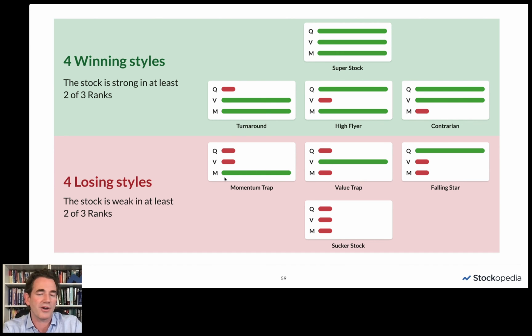And a momentum trap only has momentum going for it. Value traps only have value going for them. So in other words, they're only cheap. They've got nothing else going for them.